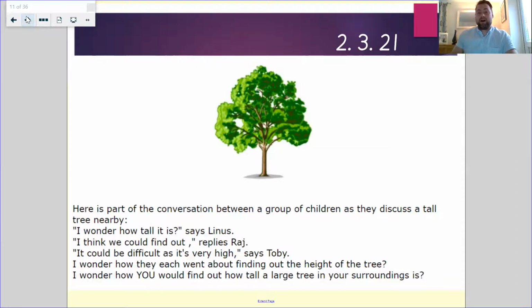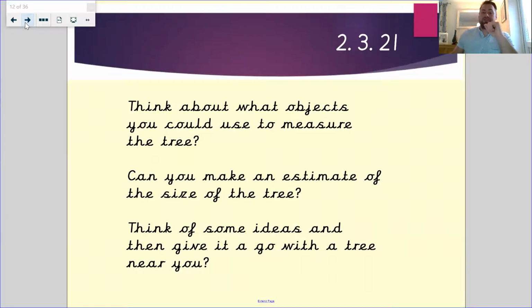You may have one in your garden. If you don't have a garden, is there one out on the road in your street? Is there one in the local park that you could go to and maybe try and figure out how to measure the height of the tree? So have a think about it, and then if you can, try to test it out. Again, your work doesn't have to go up on Tapestry, but you can put it up there. But I'm not going to be marking it like a piece of in-depth work. But it might be interesting to see what you guys have done. So think about what objects you could use to measure the tree. Can you make an estimate of the size of the tree? And think of some ideas. Then give it a go with a tree near you.